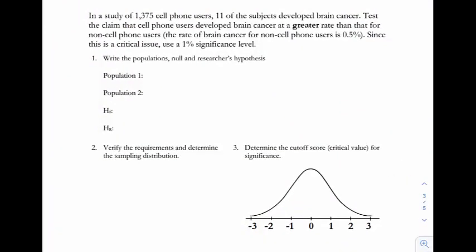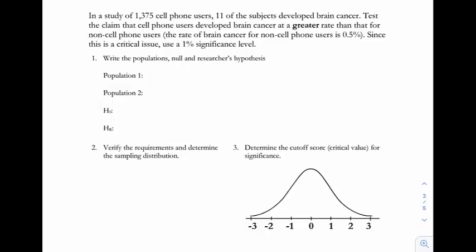All right, folks, welcome to section 9.4, hypothesis testing for a single population proportion. This is example number 3. It says here, in a study of 1,375 cell phone users, 11 of the subjects developed brain cancer. Tesla claimed that cell phone users develop brain cancer at a greater rate than for non-cell phone users. The rate of brain cancer for non-cell phone users is 0.5%. Since this is a critical issue, use a 1% significance level.